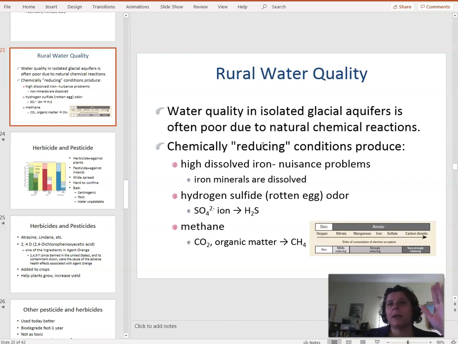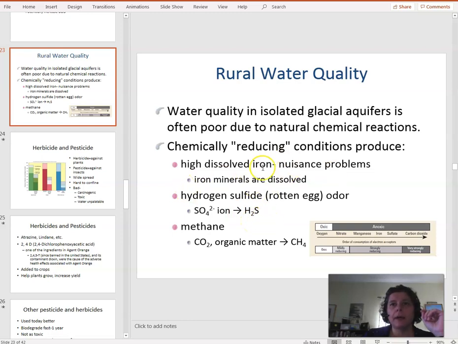Okay, these all should be coming back. This should be familiar from before. So under reducing conditions, you'll get that hydrogen sulfide smell, that rotten egg smell, because we have sulfate from the gypsum. If you guys remember all of this, where does the gypsum come from? How does gypsum form? Where is that all coming from geologically? Okay, that is being converted into hydrogen sulfide.